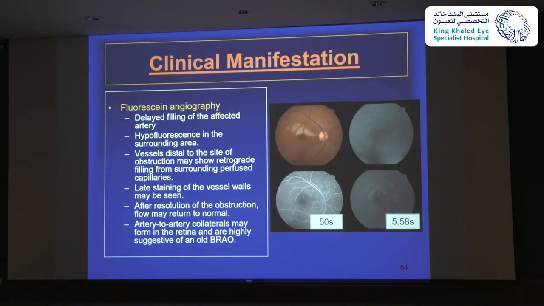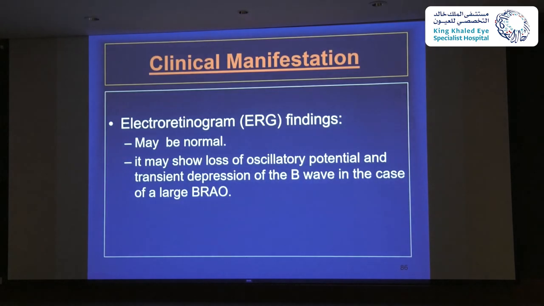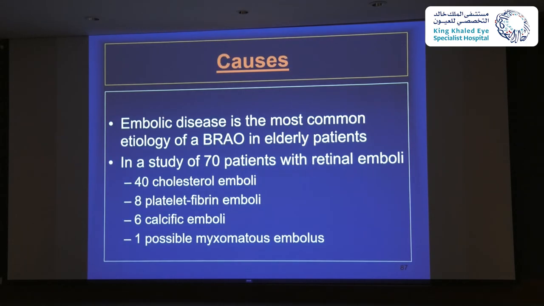Fluorescein angiography of branch retinal artery occlusion is related to the localized area affected by the arterial occlusion. Because of time I don't want to go into it. Electroretinograms usually could be normal, sometimes showing loss of oscillatory potentials and transient depression of the b wave in the case of a large branch retinal artery occlusion. Emboli are the most common etiology of branch retinal artery occlusion in elderly patients. And if you look at the percentages, cholesterol emboli account for 40 of 70 patients, platelet fibrin emboli 8 of 70, and calcified emboli 6 of 70 patients.